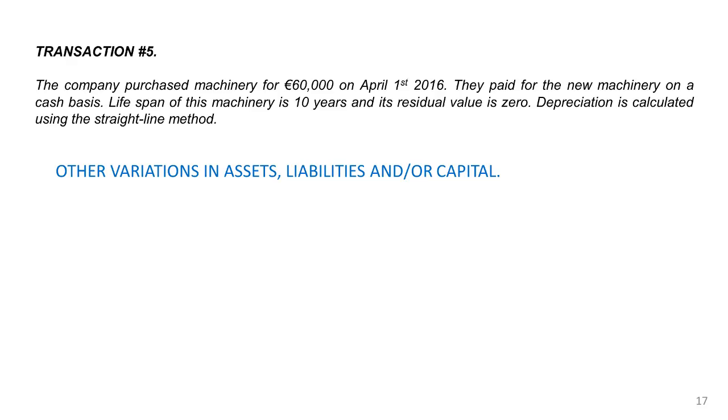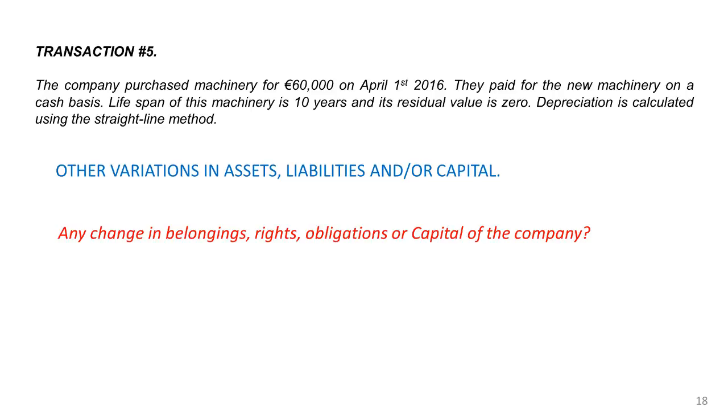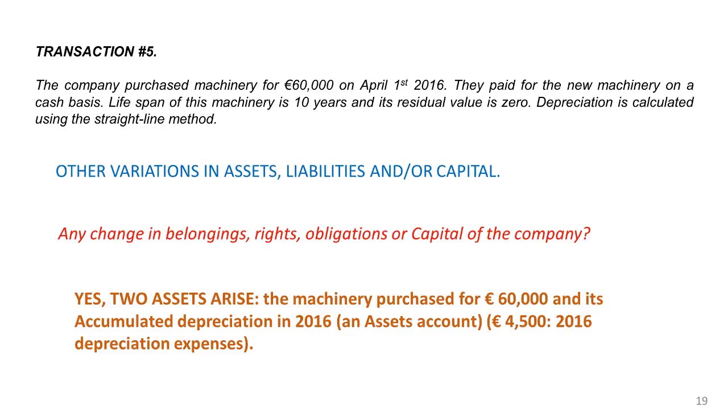Finally, we analyze whether the purchase of the machine affects two other assets, other than cash, liabilities, or capital. Ultimately, we need to find out whether the purchase of the machine may lead to variations in the belongings, the rights, the liabilities, or the capital of the company. Indeed, two different assets arise.